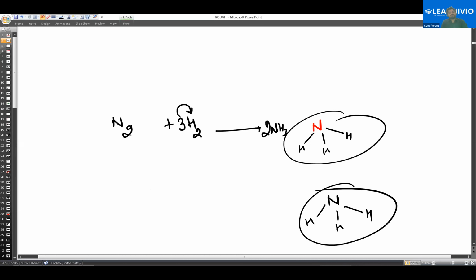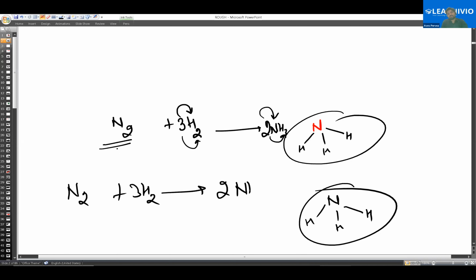Therefore, for total combination of 2 nitrogen atoms, we require 6 hydrogen atoms. Now you can check: this is 2 nitrogen atoms, and here you multiply 6 hydrogen and it is also 6. So it is N2 plus 3H2 gives 2NH3.